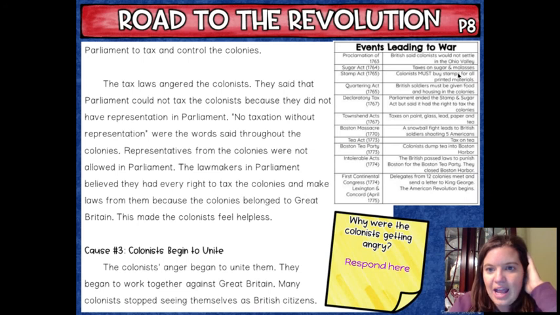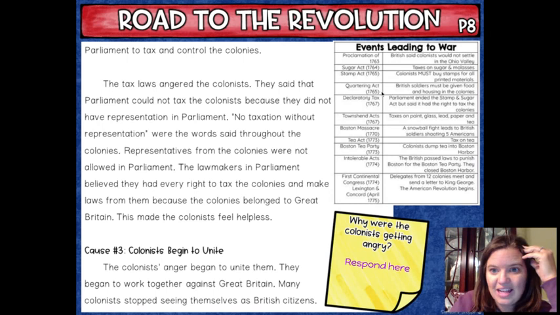The Sugar Act puts taxes on these things. Colonists, the Stamp Act, they have to pay that, buy stamps for all printed materials. So that kind of stinks.